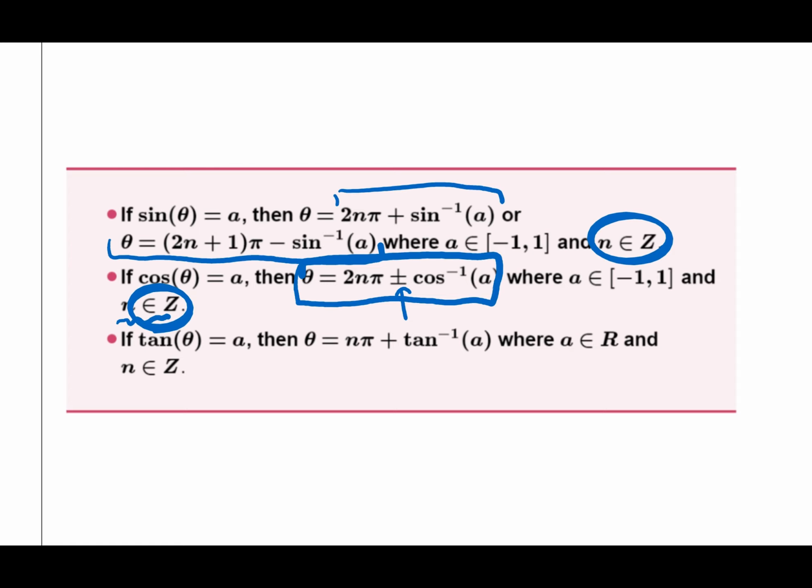For tan, we can also write this out in one line. However, for tan, there really is only one solution because it's periodic about pi, not 2 pi. So we can define them all just by having n pi. Keep in mind, when we give our answer like this, we have to tell the user what n is. N is an element of Z. N is all the integers.